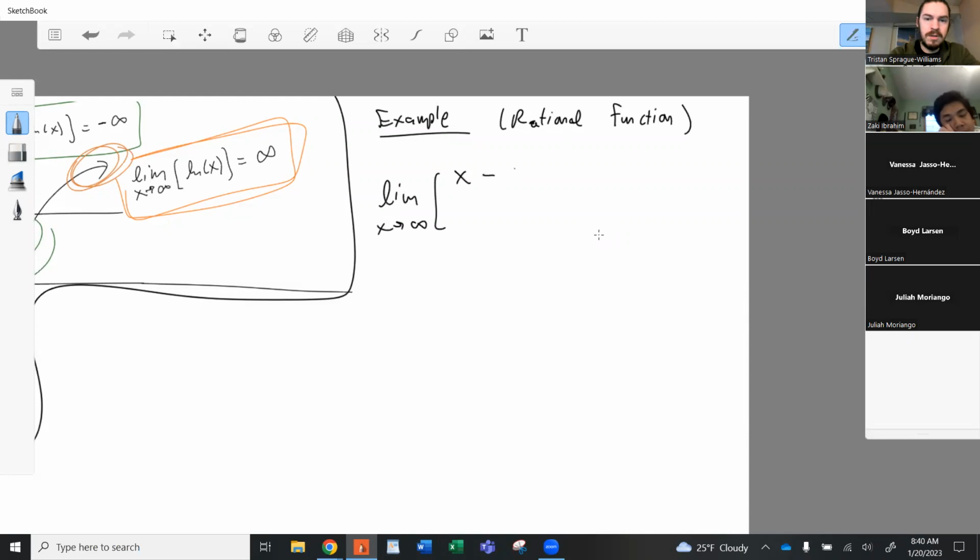Let's do x squared plus 2x minus 5 over 3x squared minus 7. Okay. So when approaching a more complicated rational function like this, one thing that's tempting to do is to try to apply the limit properties.